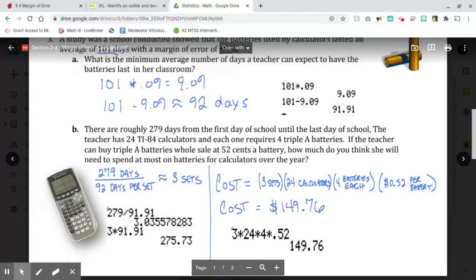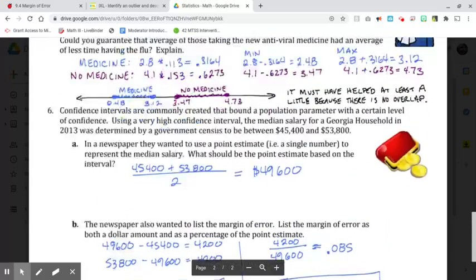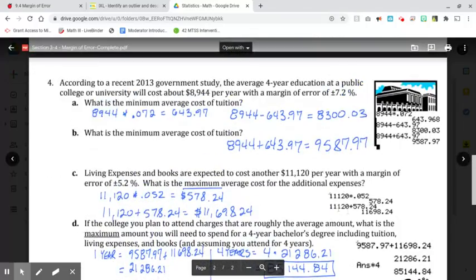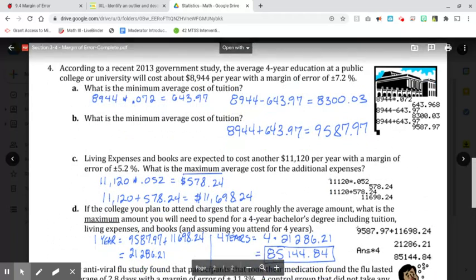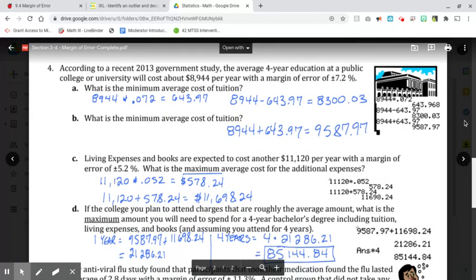All right, and that is page 1. Let's run quickly to page 2, to numbers 4, 5, and 6. Number 4 says, according to a recent 2013 government study, the average 4-year education at a public college or university is going to cost you about $8,944 with a margin of error of plus or minus 7.2%.